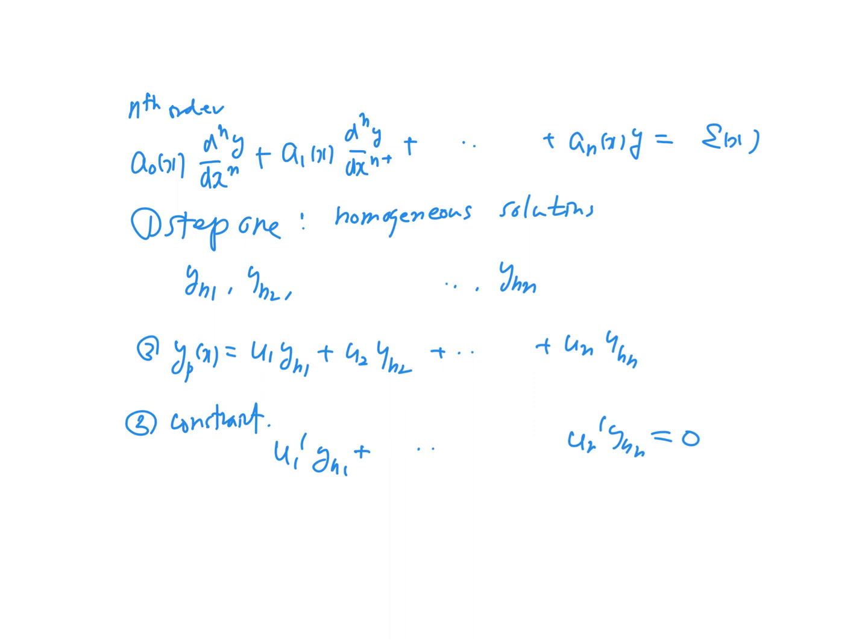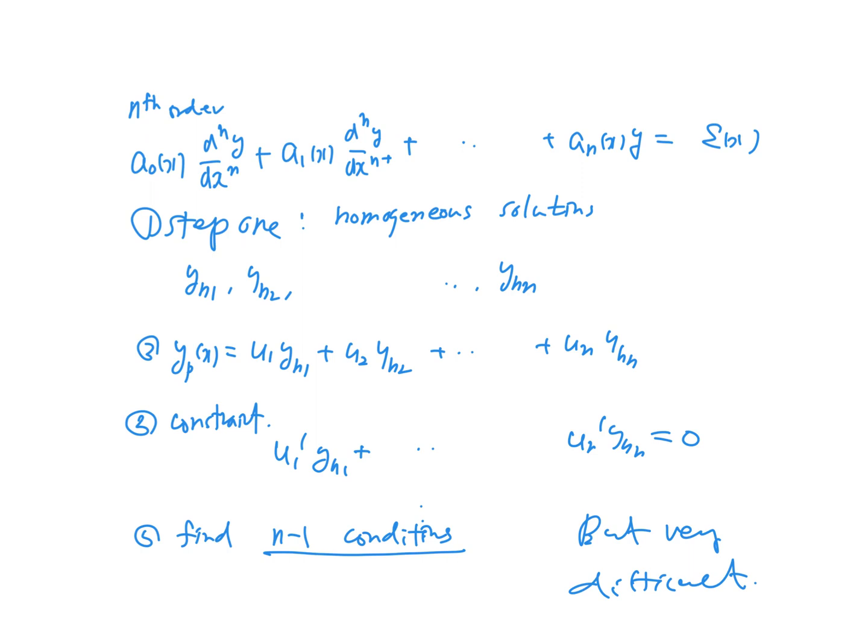And then you substitute it back into the equation, then you will find the condition for something, and find n minus 1 conditions. But it is very difficult. I would say it's a very difficult problem, so you don't have to worry about this. So let's do some examples. Can I move on? Can I move on, or do you still need time? I can move on?